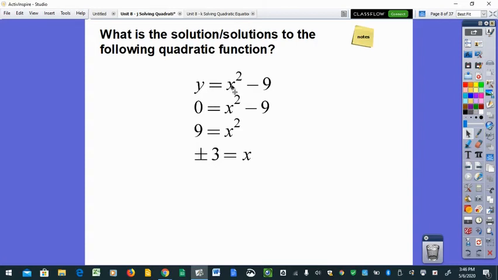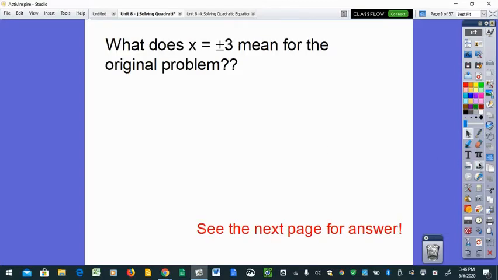Negative 3 squared is also 9, positive 9. Minus 9 gives you 0, so you can see that that makes that true. But what does this mean? So what does x equals plus or minus 3 mean for the original problem? Just think about that. What did we just find?